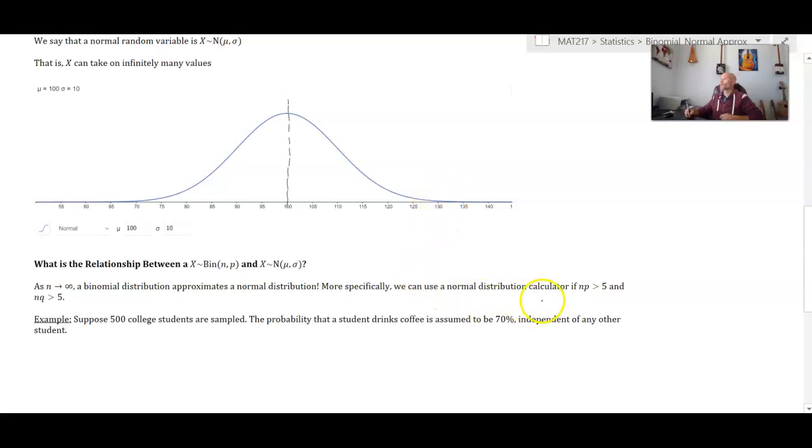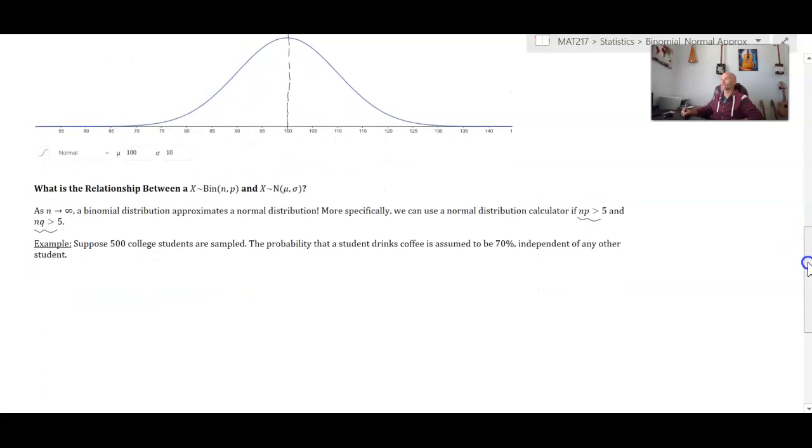We can use a normal distribution calculator if, and these are rules of thumb, n times p is bigger than 5 and n times q is also bigger than 5. So in other words, if your expected value is at least 5, and n times 1 minus p is also bigger than 5, then you can use a normal distribution to do that approximation. So let's try this out. Let's see how we would actually do it, and let's see if we get a similar answer.